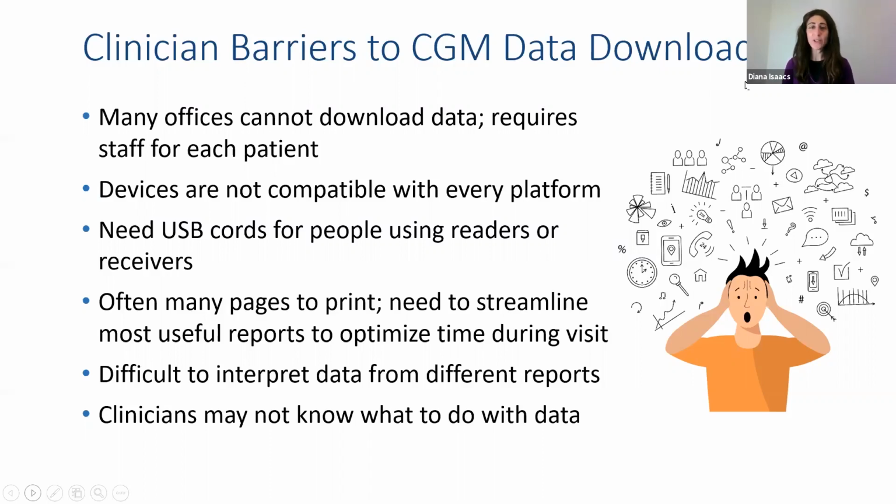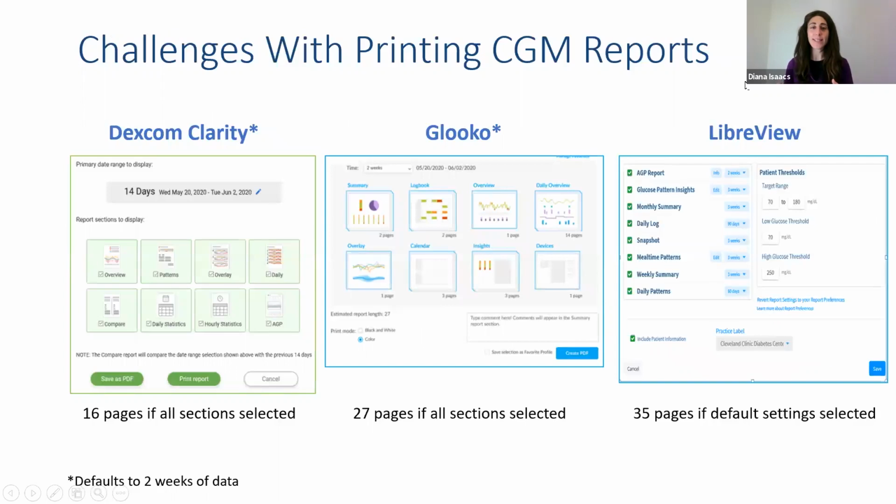And to just further illustrate this point, I've taken Dexcom Clarity, which downloads Dexcom data, Glooko, which can download many different insulin pumps and CGM data, and then LibreView, which downloads Libre data, and just went to the default settings. And if you click on all the different reports, you can get anywhere from 16 days, 27 days for a 2-week report, and then LibreView, if you leave it on the default of the 3 weeks, you can actually get 35 pages.